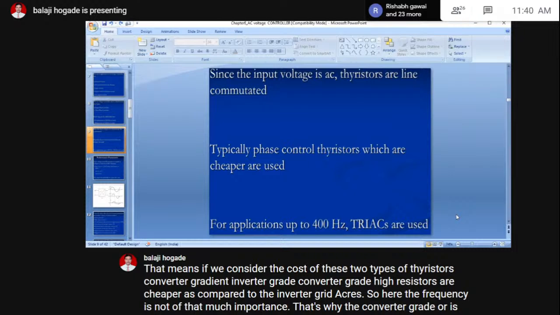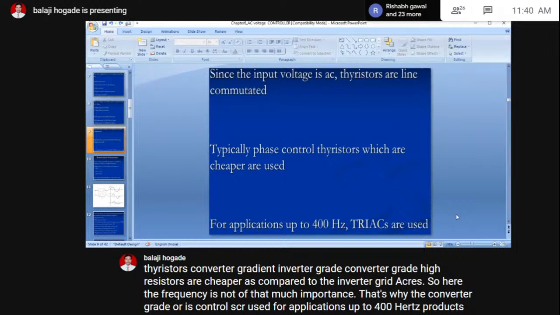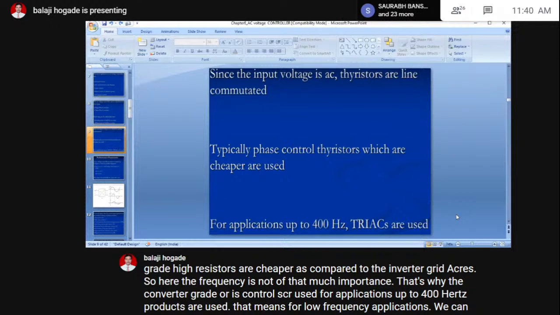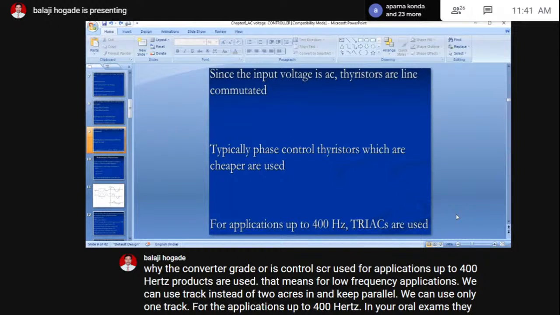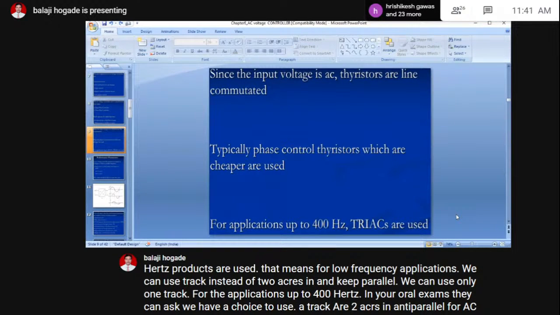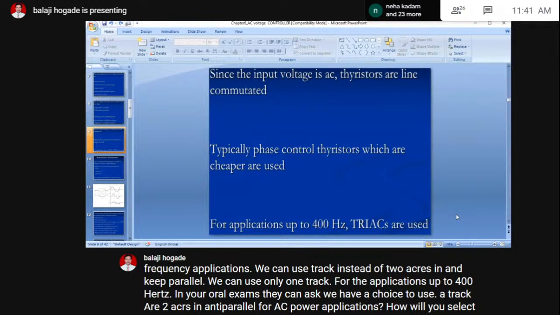That means for low frequency applications, we can use triac instead of two SCRs in anti-parallel. We can use only one triac for the applications up to 400 Hz. In your oral exams, they can ask, we have a choice to use a triac or two SCRs in anti-parallel for AC power applications. How will you select these two choices? On what factor you will decide which option is better?